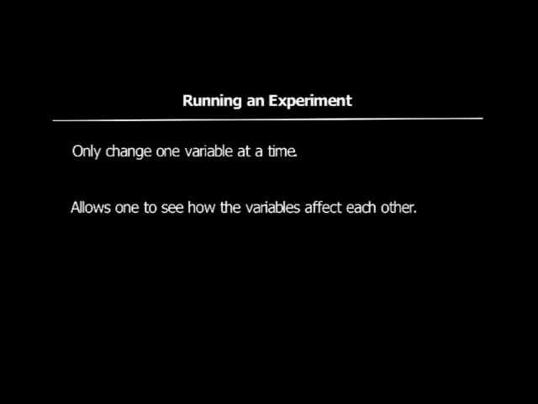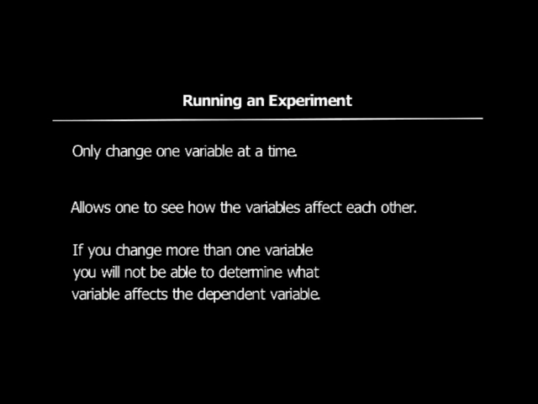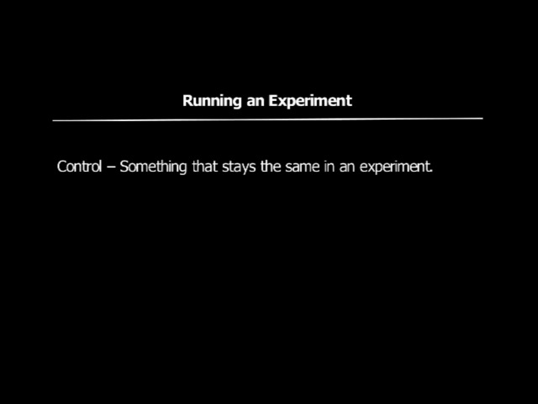The key thing is you only want to ever change one variable at a time. That way you can see how the variable affects each other. If you change more than one variable, you will not be able to determine what variable affects the dependent variable. A control is something that's going to stay the same in the experiment.